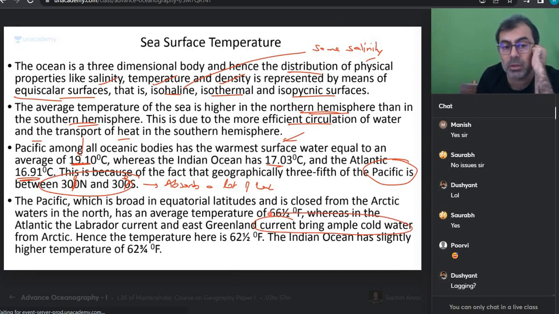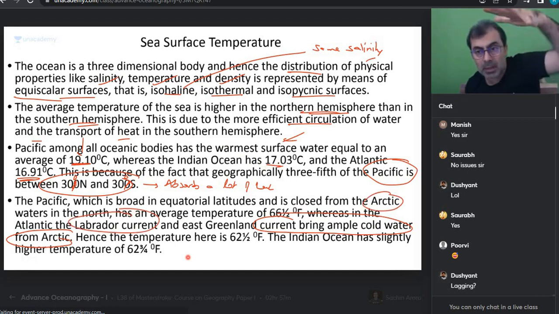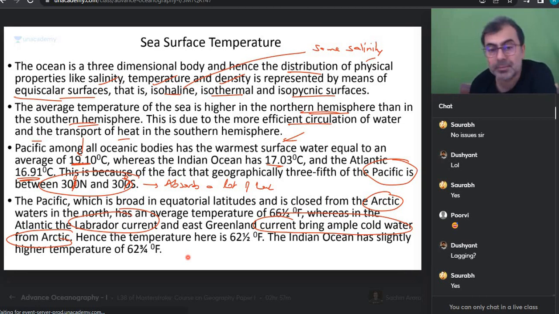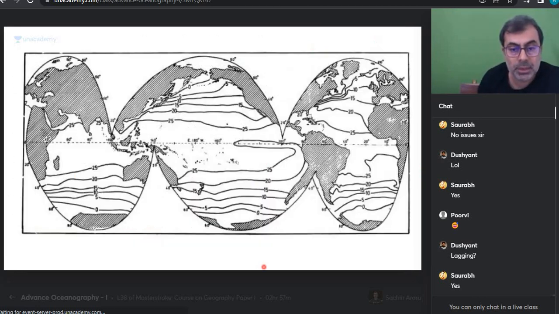Currents bring ample cold water to Arctic. We're talking about Atlantic. Why is Atlantic relatively cooler? Because Atlantic में Arctic से भी पानी आता है कि नहीं? Does water from Arctic come into Atlantic? There is a huge gap. But when we are talking about Pacific, what is there? Pacific is having a block over there. Is everyone okay? चलिए ठीक है.